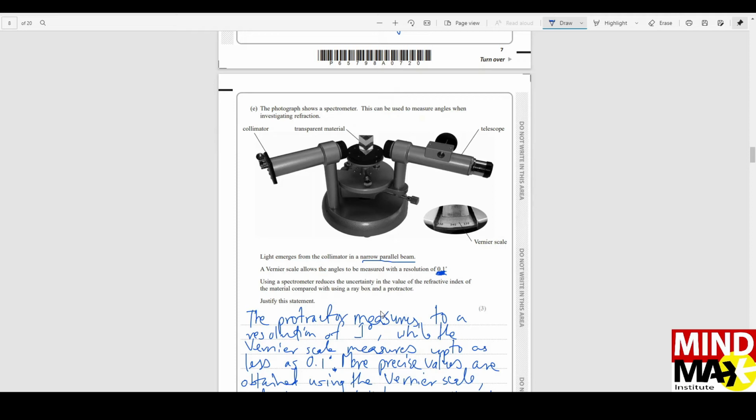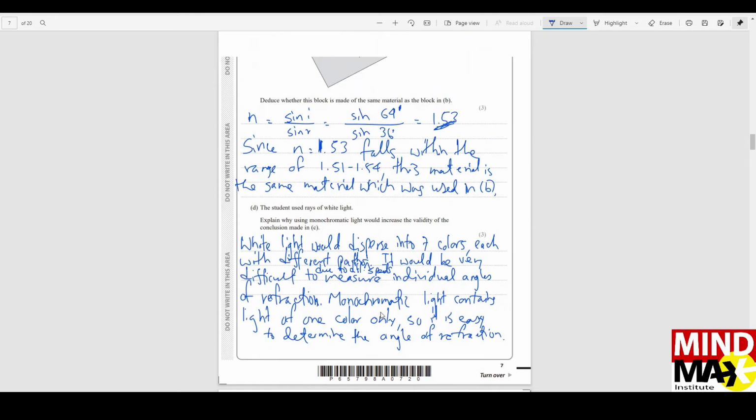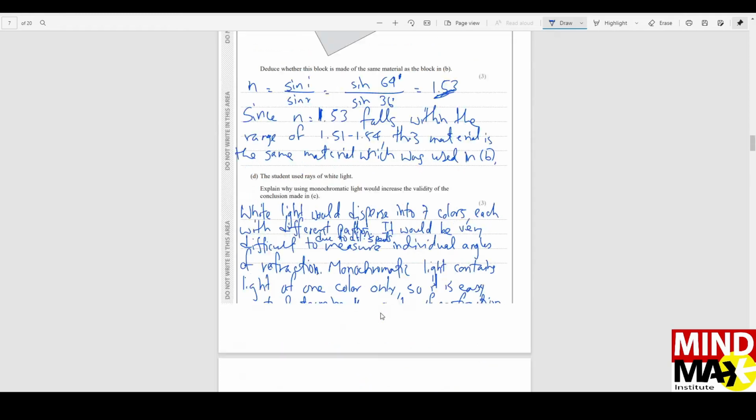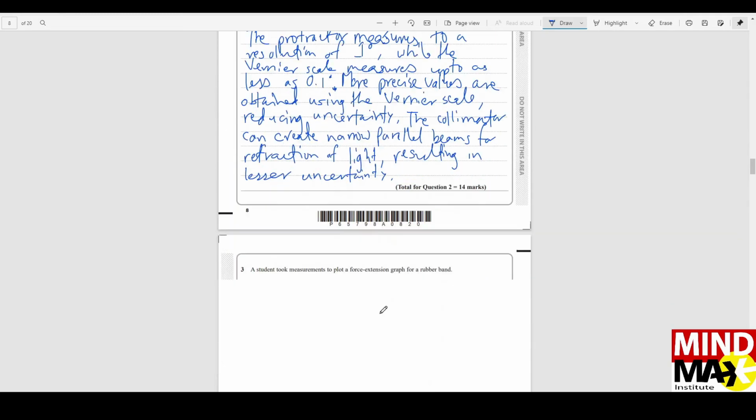So even if you pass white light through it, you can actually make use of it. In here, you can find the different colors' refractive indices more accurately using the spectrometer. But that would not have been the case using the protractor, because the white light's colors would not have been parallel, and they might have interfered with one another. That would have made life very difficult to actually find individual refractive indices of the different colors of white light using the protractor and the ray box.